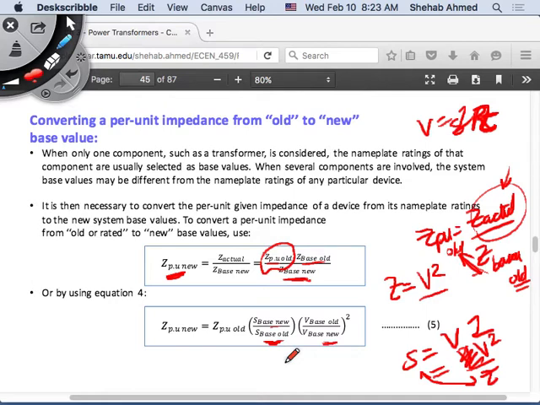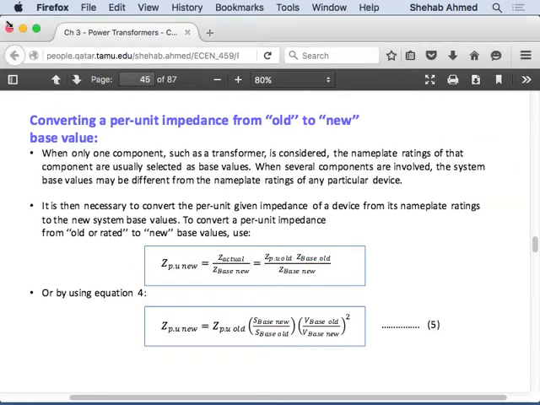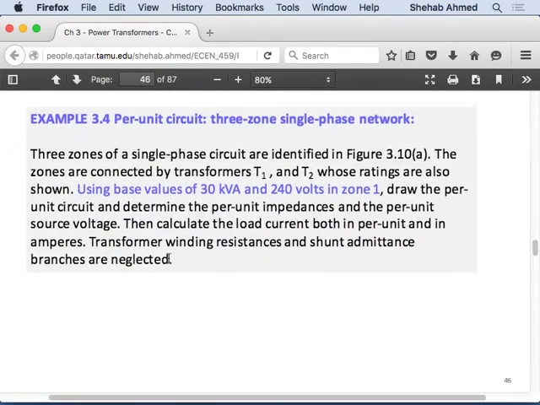So originally the base value was the equipment's rating. Now I want to come up with base values that are unified for the full system. So this is what we need to do, just an application of this equation. Let's look at an example, which comes next.